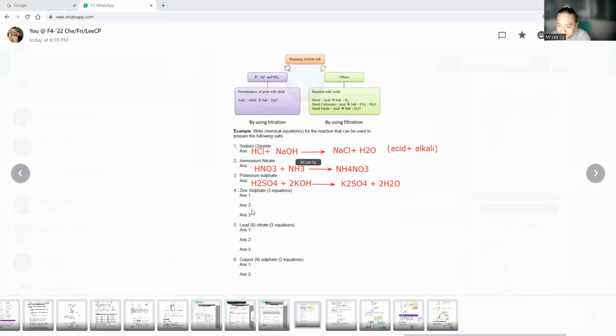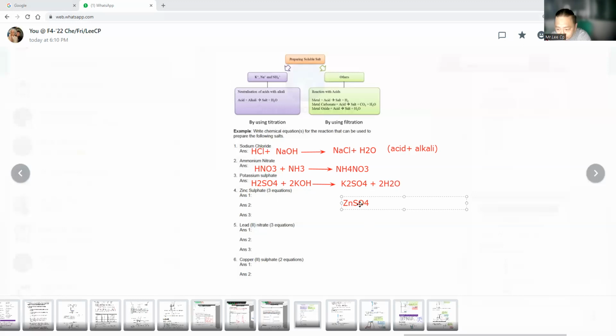All right. Zinc sulfate. You want to produce zinc sulfate right now. How to produce zinc sulfate? Zinc sulfate is Zn SO4. SO4 is 2 minus, Zn is 2 plus, so Zn SO4.